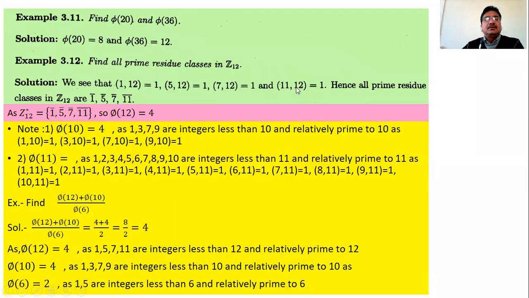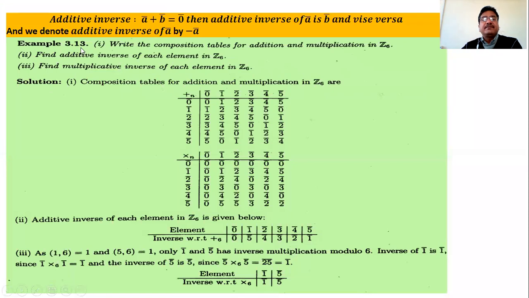So here is the question. Write the composition table for addition and multiplication in Z6. So this is the table for addition in Z6. This is the table for multiplication in Z6. Okay, and then we have to find the additive inverse. So what is the additive inverse of each element in Z6?